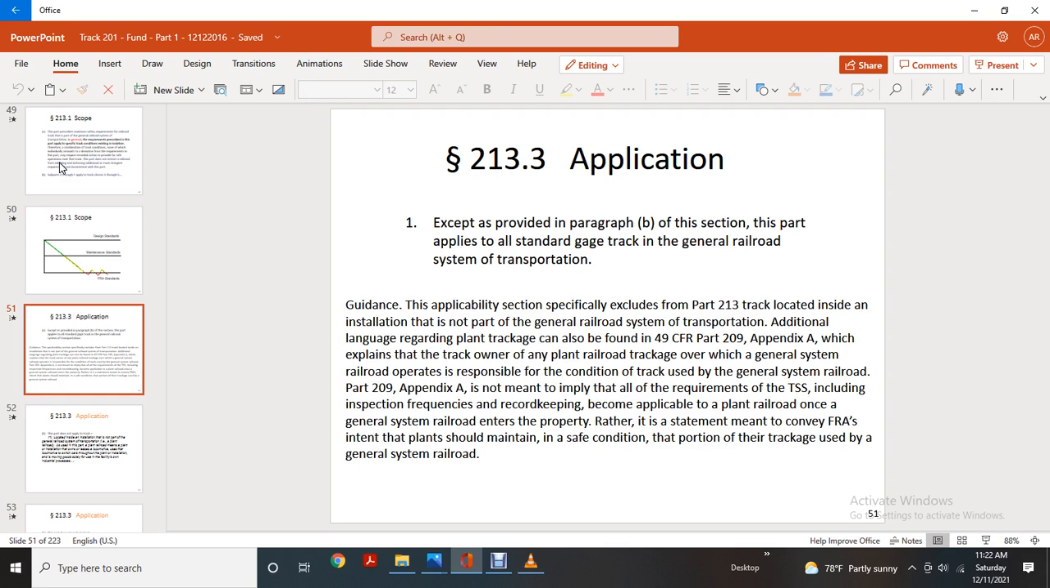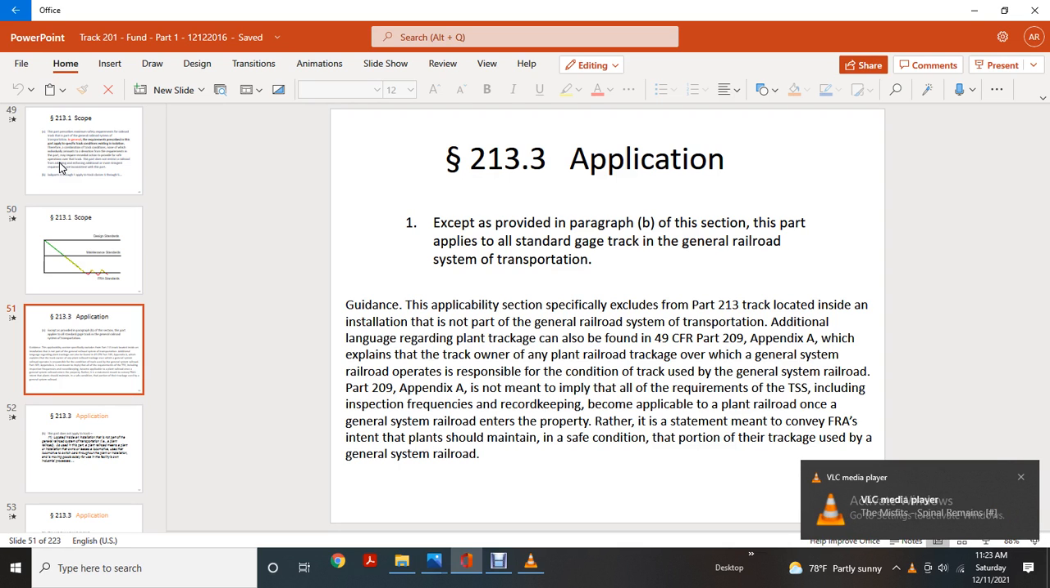Part 209, Appendix A, with does not mean with the implied requirement of TSS include inspection frequency, record keeping to become an example for the plant railroad once in the general system railroad enter the property, rather than the statement from the owner commanding FRA an intent that the plants should be maintained in safe condition, portion of the track used by general system railroad.